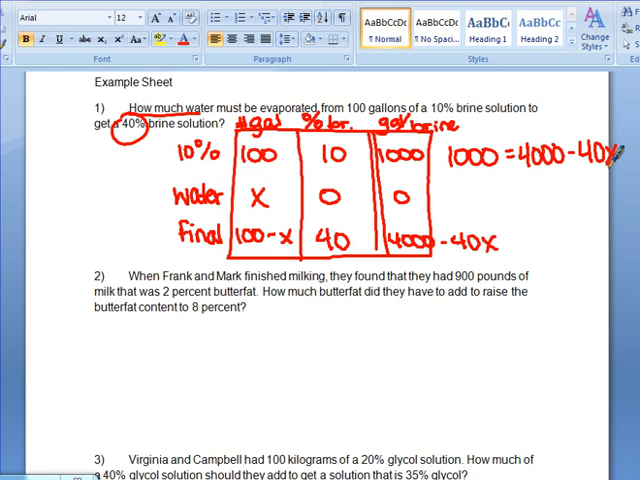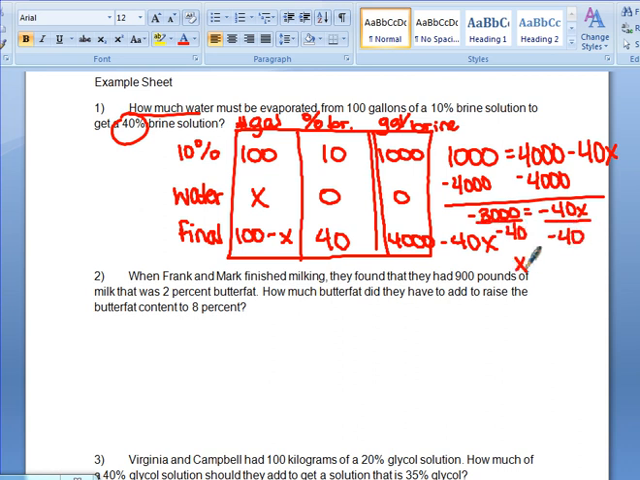All right, so we're going to subtract 4,000 from both sides. 1,000 minus 4,000 is negative 3,000, and that's equal to negative 40x. And then we're going to divide by negative 40 to get our amount of water. Keep in mind, your amount is in gallons. So 3,000 divided by 40 is going to be 75, and that's 75 gallons of water. And that is our final answer.